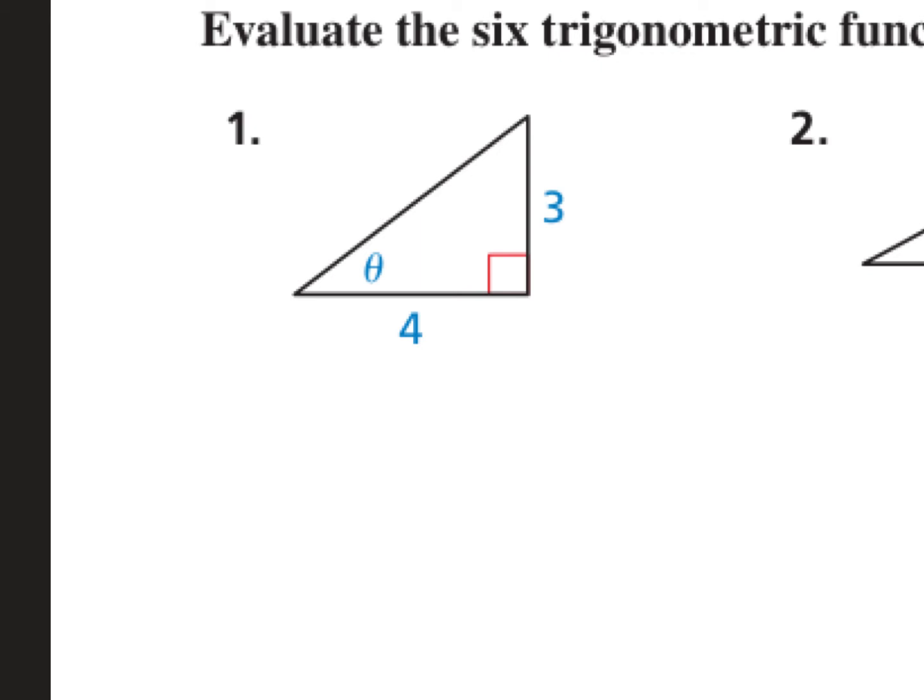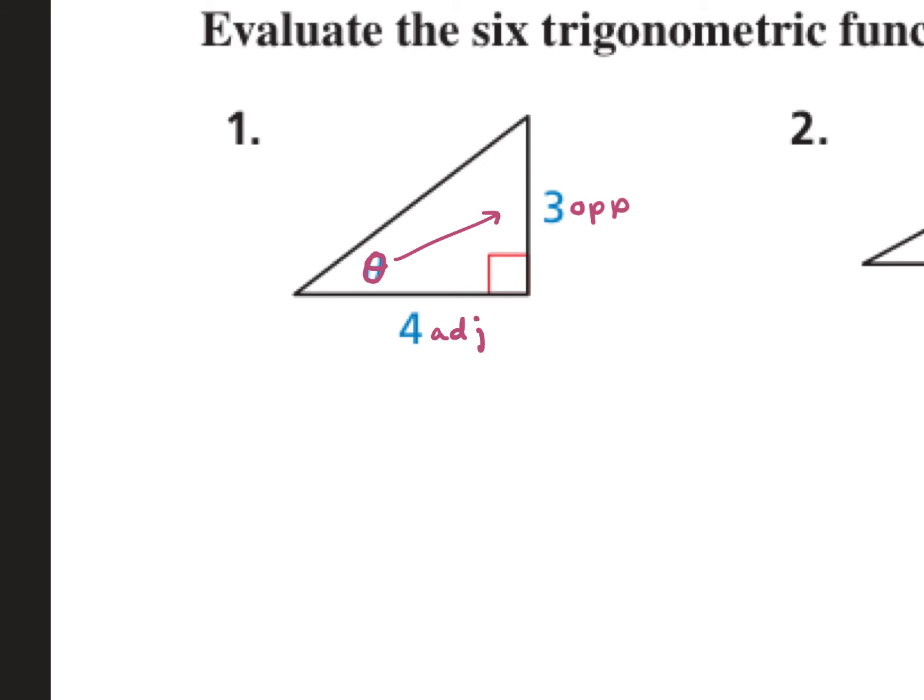So first thing we want to do is find our missing side. So if this is theta, what would 3 be? Is it opposite, adjacent, hypotenuse? Opposite. What's 4? Adjacent, and then we need to find what our hypotenuse is.